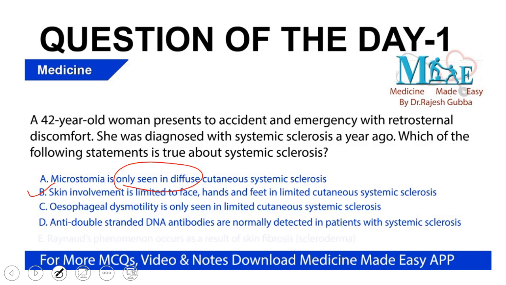And if you take the fifth option, Raynaud's phenomenon, skin fibrosis will not be there. It is mainly the digital ischemia like what you see in case of Raynaud's phenomenon. So this is about the question of the day 1.